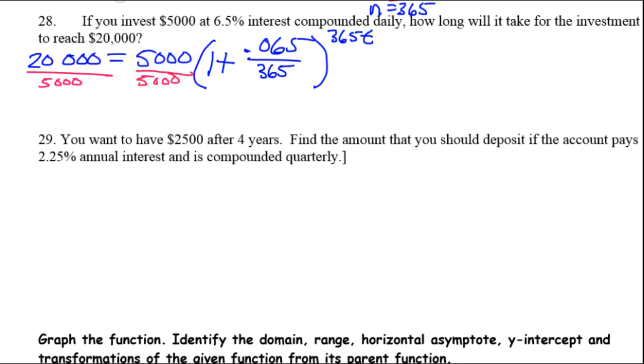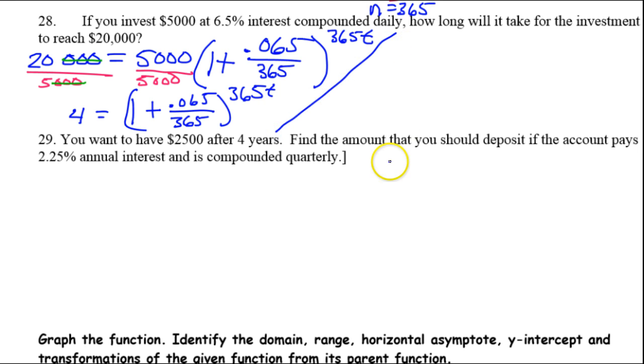Alright, using a little mental math, these are both in thousands, so we can sort of disregard the zeros. We've got 20 divided by 5, so obviously that's 4. So that gives us 4 equals 1 plus 0.065 over 365 to the 365t power. That's as far as we can go using our old algebra skills. To get any further, we need to rewrite this in log form.